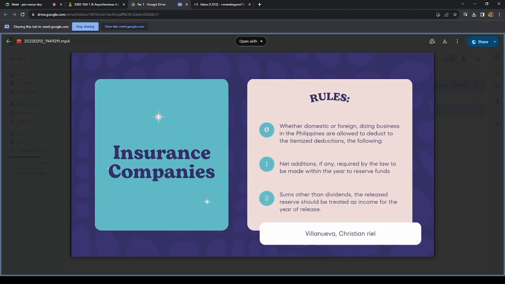Insurance companies. Insurance companies, whether domestic or foreign, doing business in the Philippines are allowed to deduct, in addition to the itemized deductions under Section 34 of the Tax Code, the following: 1. Net additions, if any, required by law to be made within the year to reserve funds, and sums other than dividends paid within the year on policy and annuity contracts. The released reserve shall be treated as income for the year of release.